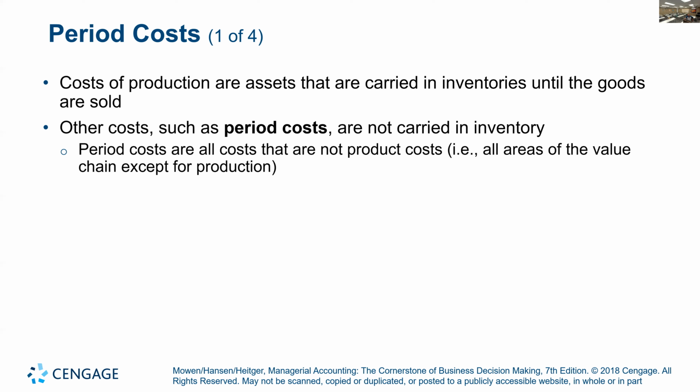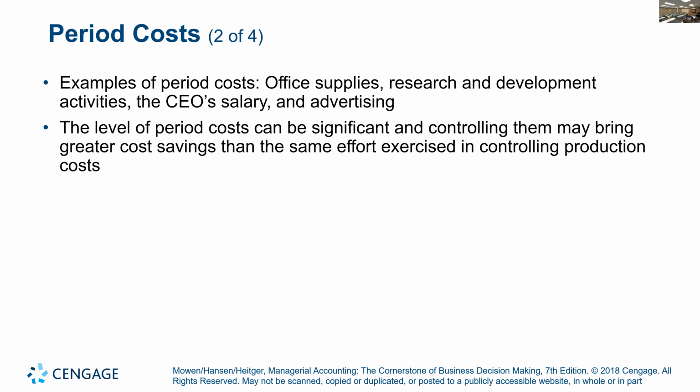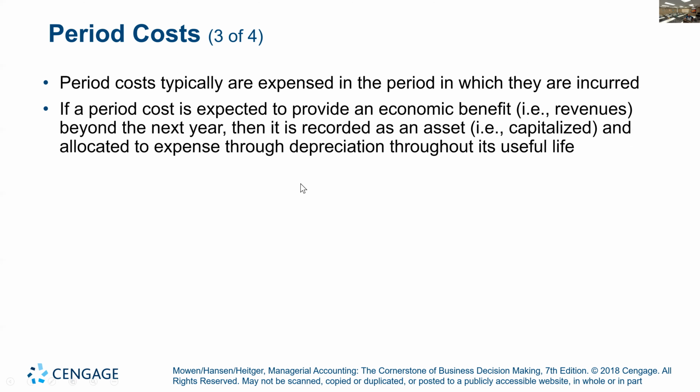That's why on your outline it has product versus period. Period costs get expensed immediately as soon as they are incurred, and they do not become part of our inventory. They are broken down into two sections: selling costs and administrative costs. Here it gives some examples: office supplies, research and development, CEO salary, advertising.